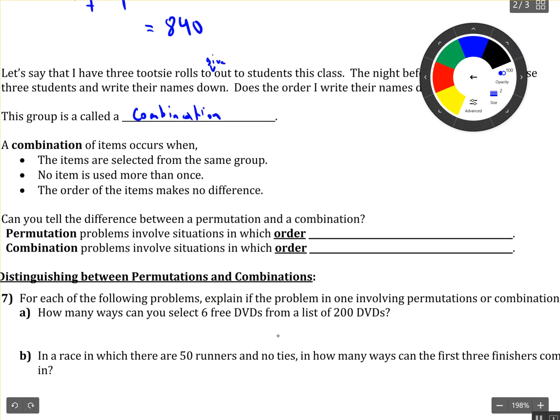So it's basically exactly the same rules as a permutation, except the only difference is that order does not matter. So order matters for permutations. It does not matter for combinations.